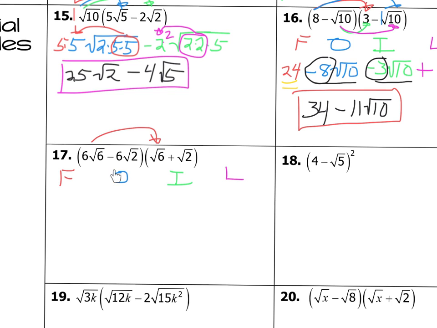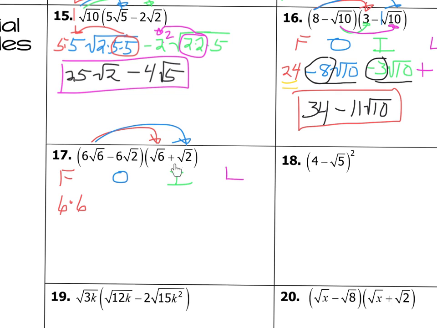I have 6 times a 1, so that gives me a 6. And then this one's interesting because you have radical 6 times radical 6. That's radical 36, which is equal to 6. Remember, radical times itself is the number underneath the radical. So we multiply that by 6. So it will end up being a 36 when all is said and done. But let's look at our outer. All right, so our outer is going to go to here.